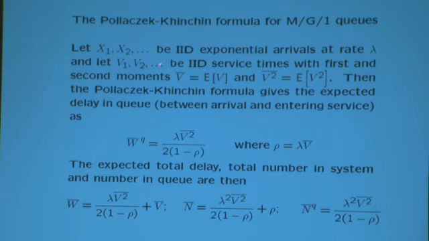V1, V2, and so forth are going to be IID service times. We're going to assume they have first and second moments. First moment of the service time, we'll call it V bar. The second moment of the service time, we'll call it V squared bar. What the Pollaczek-Khinchine formula says is that the expected waiting time in queue, namely before you get into service, is lambda times V squared bar divided by 2 times 1 minus rho, where rho is the service factor, which is the arrival rate times the expected service time.